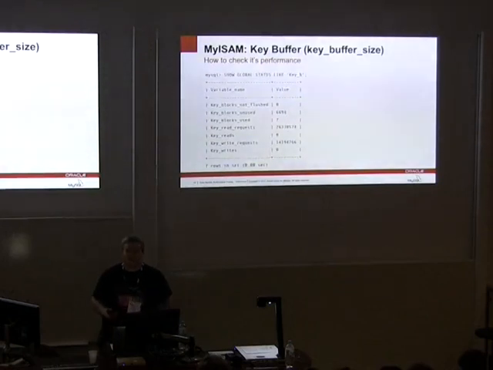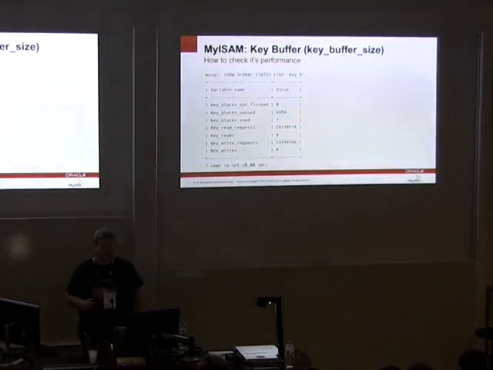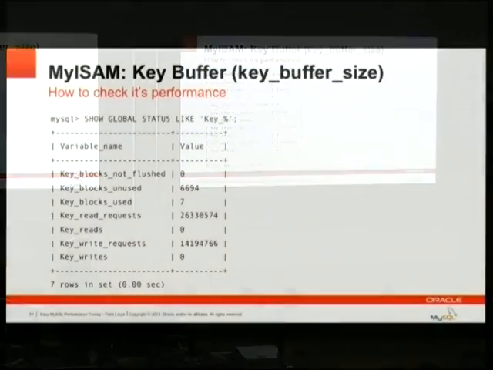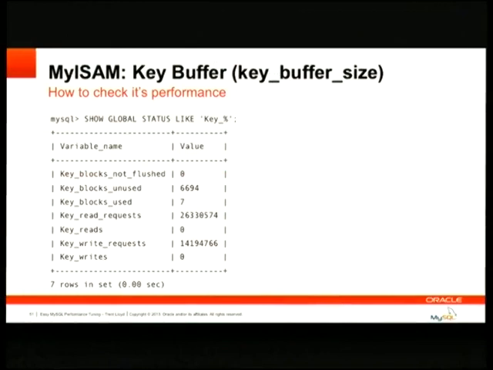So much like everything else we've looked at, we can take a look at the current status and what's happening with the key buffer in memory. There's a couple of main things to look at. The first one is the key blocks used versus unused. So this tells us of the buffer that we've allocated, maybe 8 megabytes, how much of that is currently actually in use. On this server, that's not very much. It's only 7 out of 7,000.